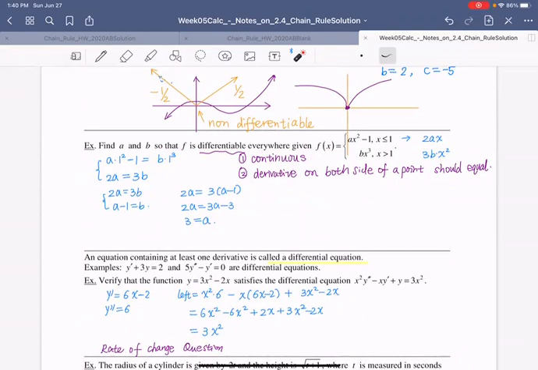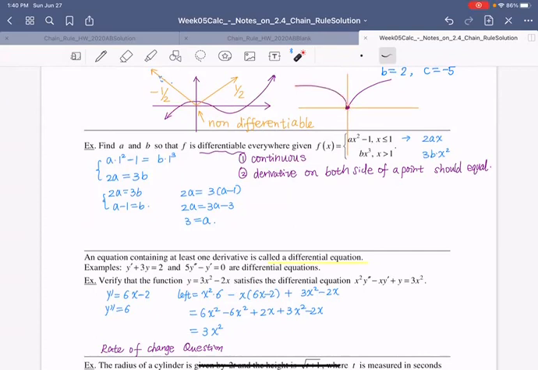When you draw your graph, what is continuous? This is called continuous. When you draw the graph, you don't need to lift up your pen, you can finish drawing. It's called continuous. This is also continuous. But this guy is differentiable everywhere. This guy is differentiable everywhere except this point.